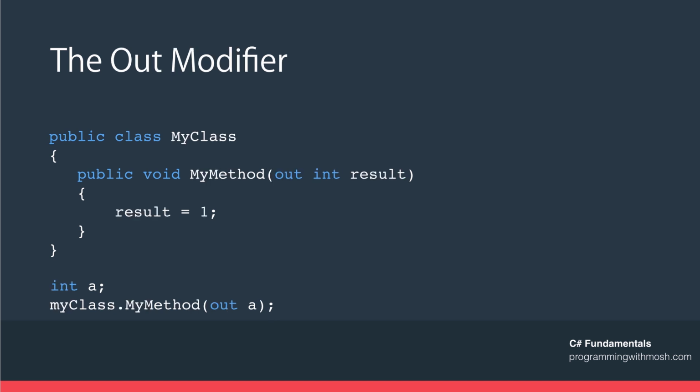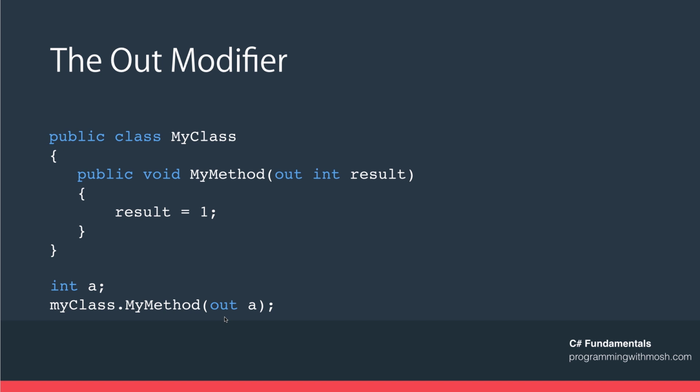Now let's take a look at the out modifier. The out modifier is slightly similar to the ref modifier in the sense that if a parameter is declared with the out modifier, as you see here, then in order for you to call that method, you also need to specify out when calling that method. But out is conceptually a little bit different from ref. What does it mean? That means with the out, this method can return a value to the caller.